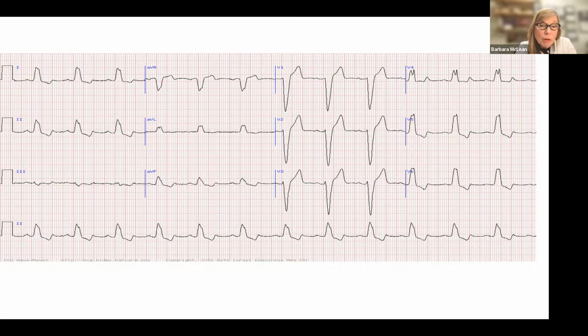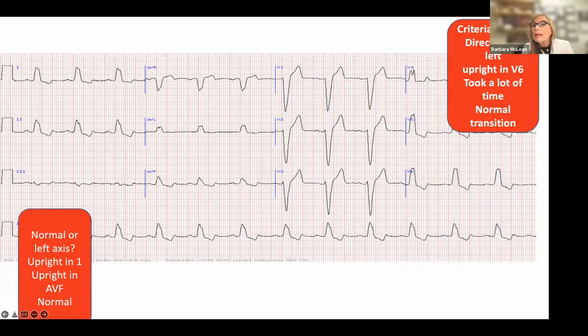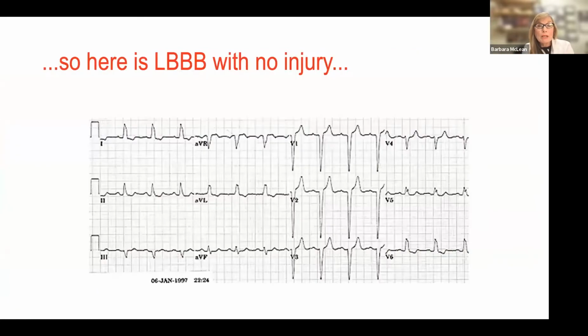This is left bundle branch block with discordance of your ST segments in your right-sided leads, reflecting your left bundle branch block because it's so significant with a normal axis. Fantastic. Okay, so we meet our basic criteria there.